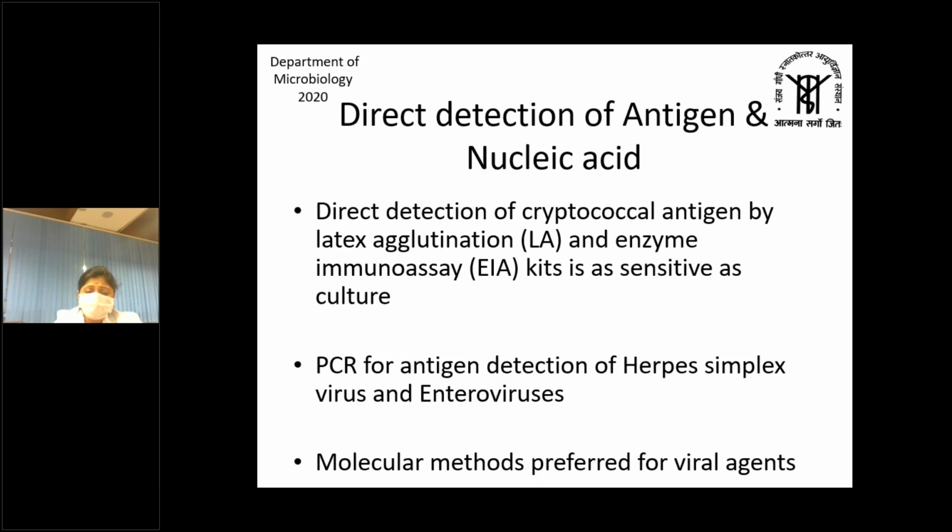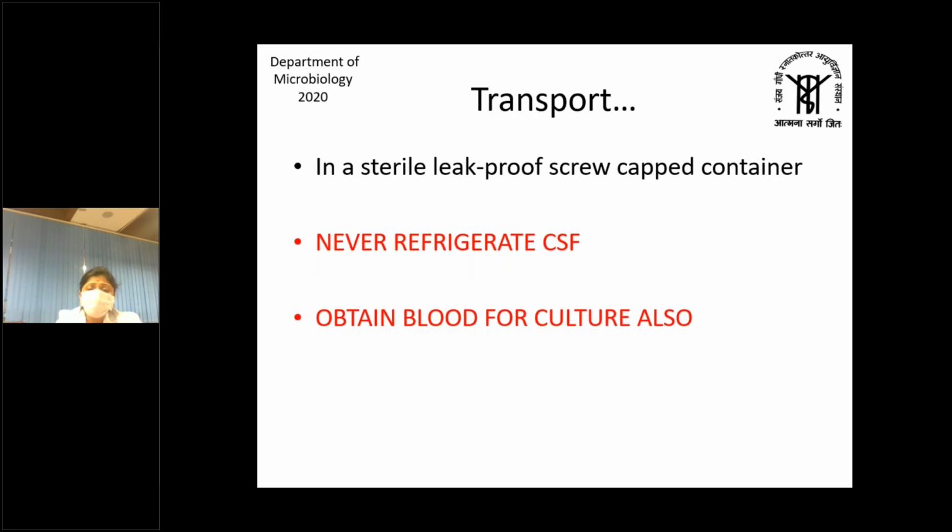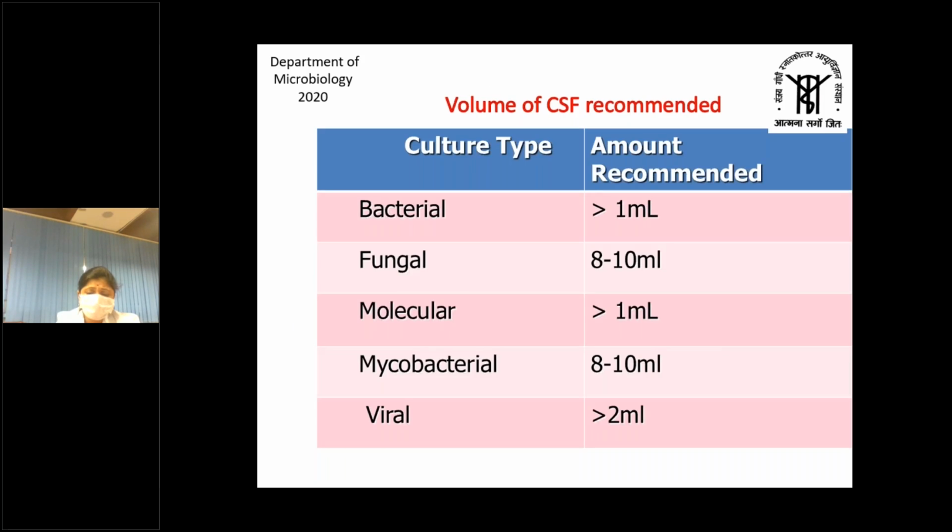Then we have PCR and other molecular methods. Always remember that CSF should never be refrigerated, and concomitant blood should be obtained for blood culture if you suspect that the patient has acute bacterial meningitis, because bacteremia is always associated with bacterial meningitis. Though a large volume has been written for TB culture, it is best if you send us as much sample as possible.